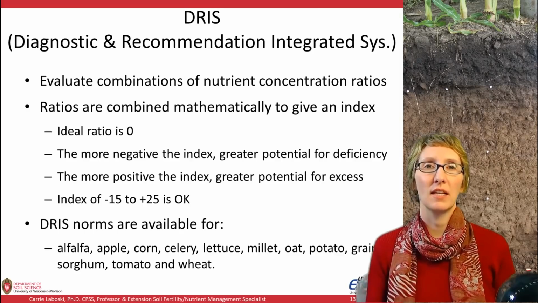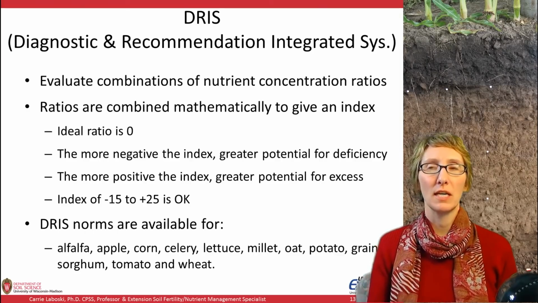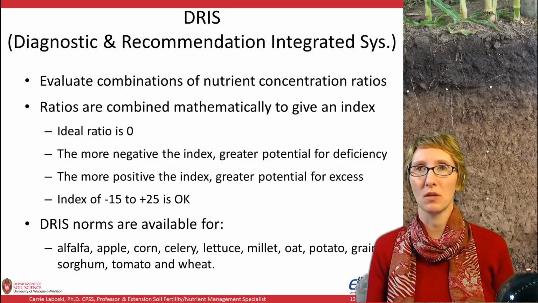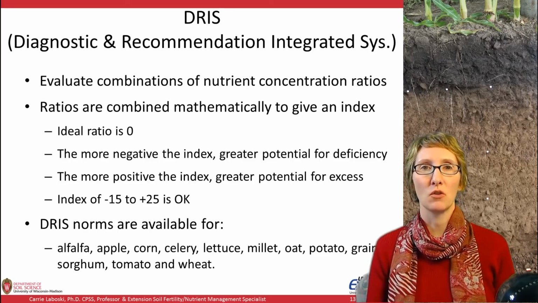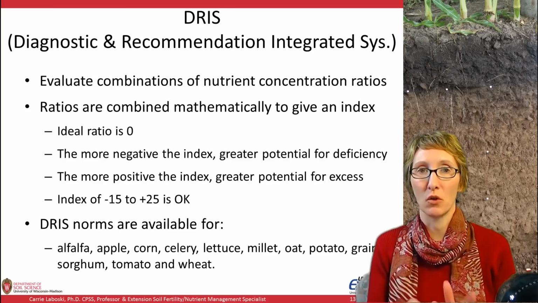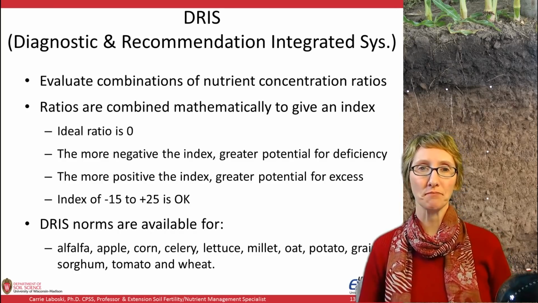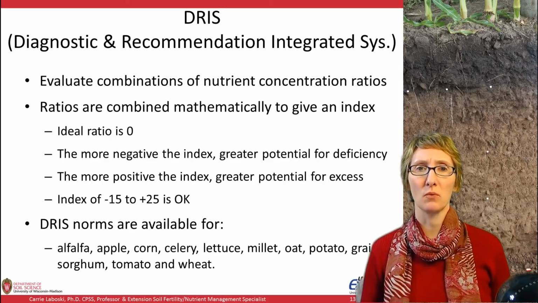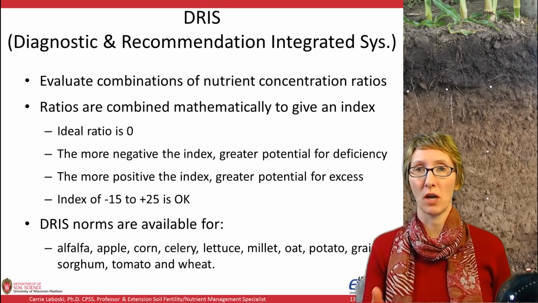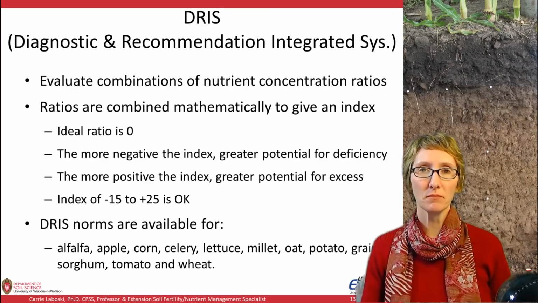And when we look at an index value, anything between -15 and +25 is okay. So you don't have to have a 0 to be considered okay. There's wiggle here. So -15 to +25 is okay. Now in Wisconsin, we have DRIS norms for a few crops that are listed here.